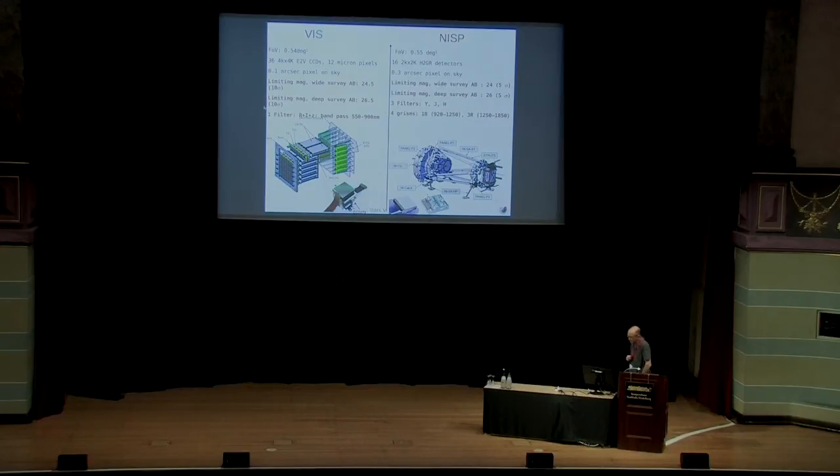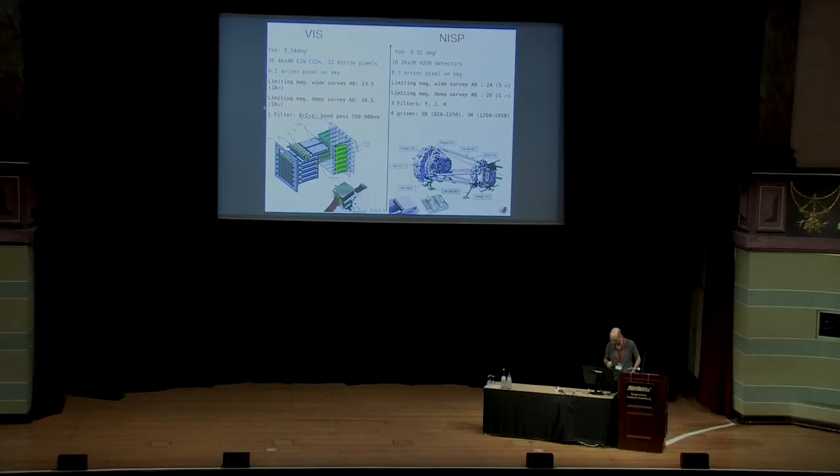So for the NISP, the near infrared instrument, there will be 16 2K by 2K Hawaii 2RG detectors. The pixel scale is 0.3 arcsecond on sky. The limiting magnitude is 24 AB at 5 sigma for the wide survey and 2 magnitudes fainter for the deep. There will be 3 filters, Y, J, and H, and 4 grisms for slitless spectroscopy, 1 blue grism covering the range 920 to 1250 nanometers, and 3 red grisms covering this wavelength range.